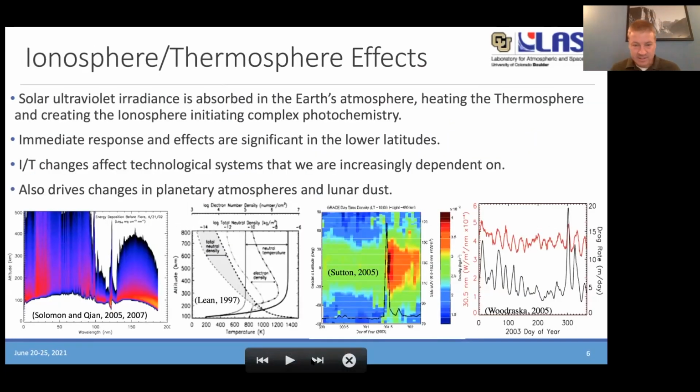And speaking to the CEDAR community, I think you all are the experts on this. I don't have to drill this in, but that lower left shows a plot I really like from Stan and Liang in their papers, showing where the energy is deposited as a function of wavelength in the atmosphere. It heats up the thermosphere, it creates the ionosphere, causing neutral density, electron density, neutral temperature changes on similar timescales as the solar driver, as seen by this plot from Judith Lean.